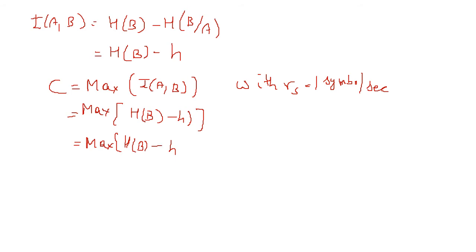So we can simply write this as max of H(B) minus H value. Now what is the maximum value of H(B)? The max value of H(B) is nothing but log S, as it is going to have S symbols. So we can write it as log S minus H. So the capacity of a binary symmetric channel or uniform channel is given as C is equal to log S minus H, where Rs is 1 symbol per second.